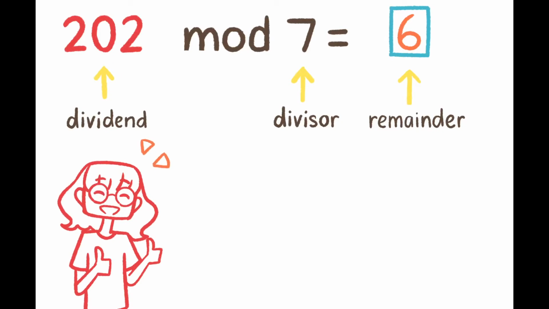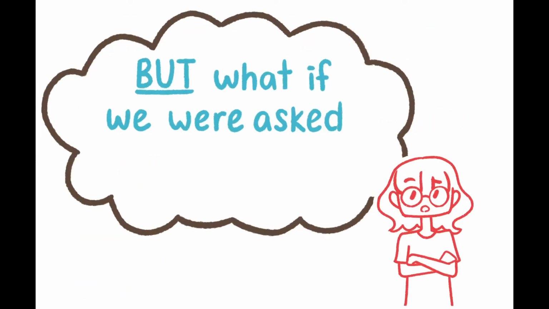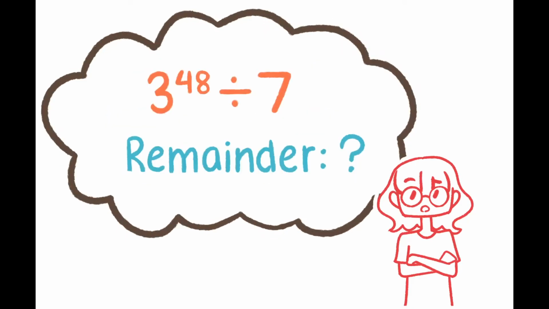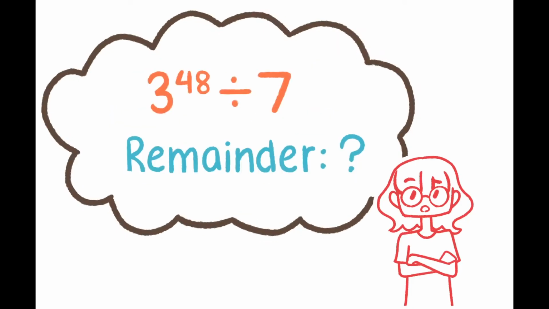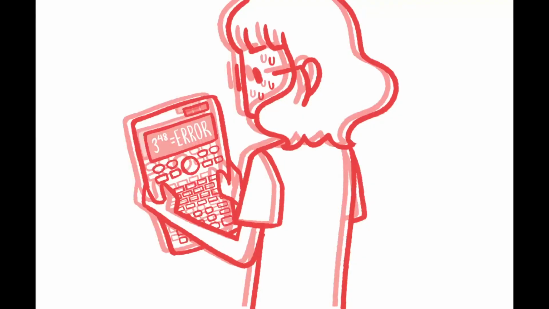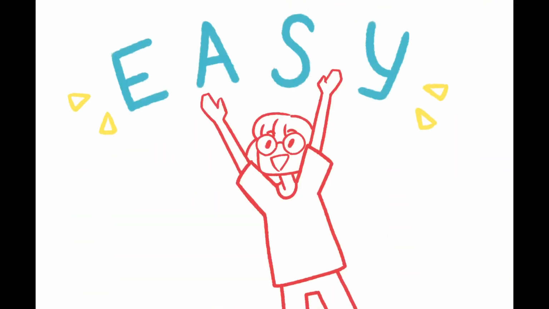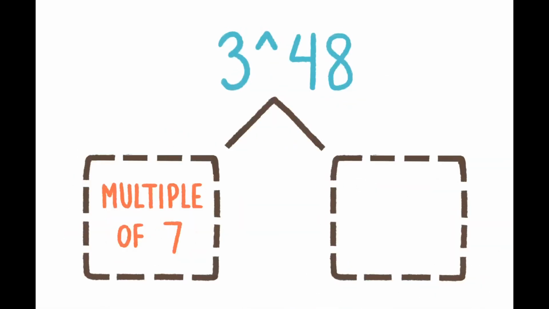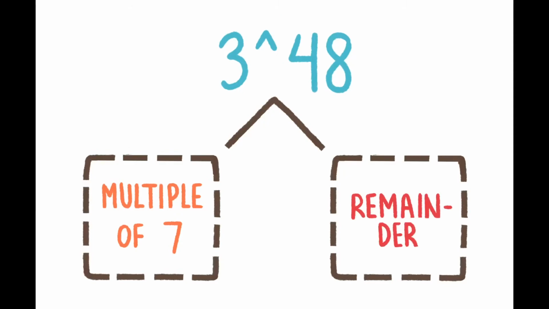Easy enough, right? But what if we were asked 3 to the power of 48 mod 7? That is, what is the remainder when 3 to the power of 48 is divided by 7? You can't just type this into a calculator and expect an answer, but there's an easy way to solve this. First, we want to separate 3 to the power of 48 into a multiple of 7 plus the remainder.